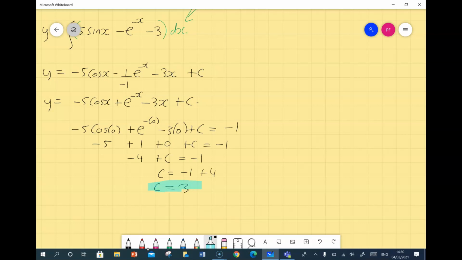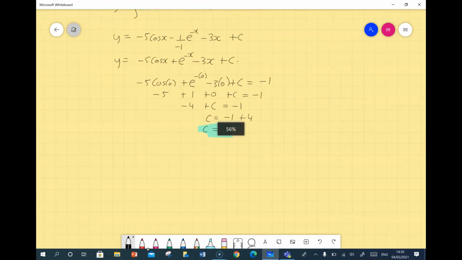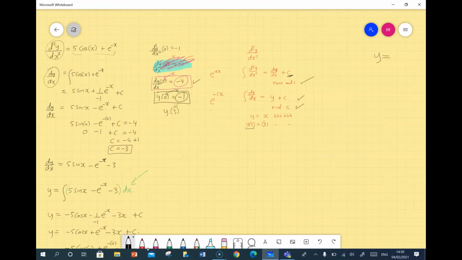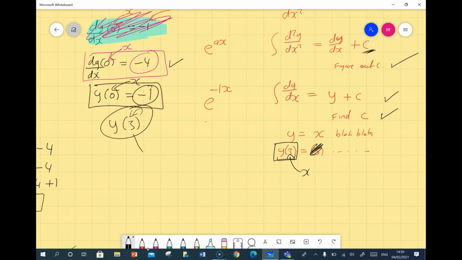Now, I'm not 100% sure what you're being asked to do in the question, but look, we'll write out our function now. So our final recovered function is y equals minus 5 cosine of x plus e to the power of negative x minus 3x plus 3. And from what I can see in the question, what you're being asked to do is to evaluate y of 3. That means substitute 3 for x.